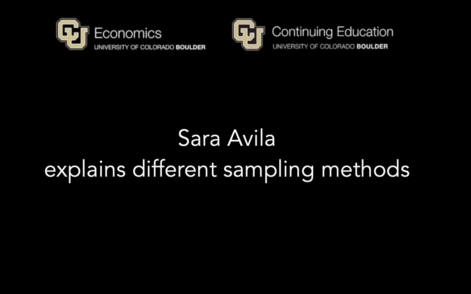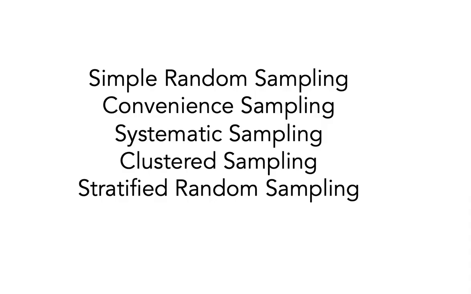Hello students, this is a video about sampling. Our textbook gives lots of examples on how to do bad sampling. So here we present to you 5 different ways of sampling. We're going to talk about simple, convenient, systematic, clustered, and stratified random sampling.